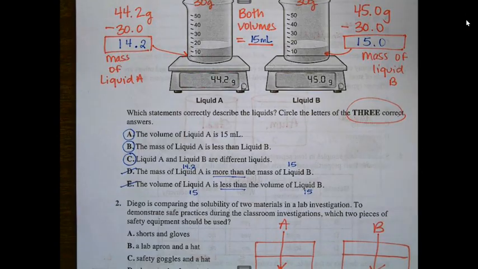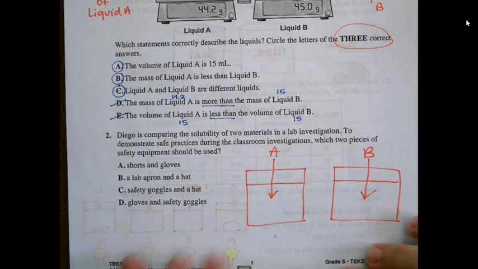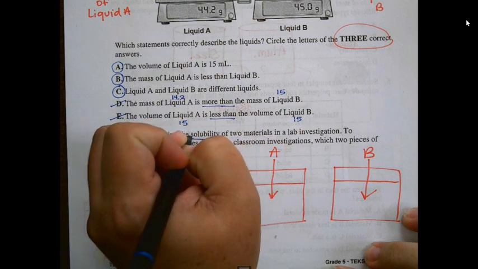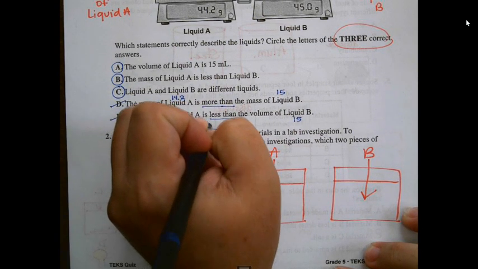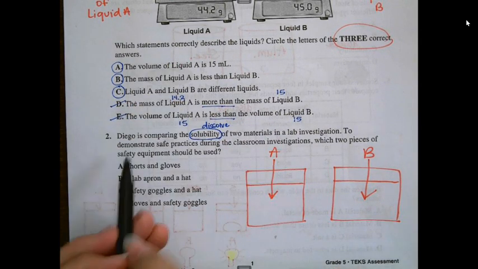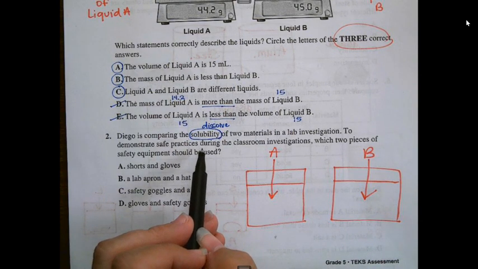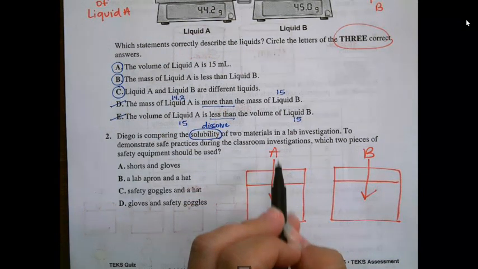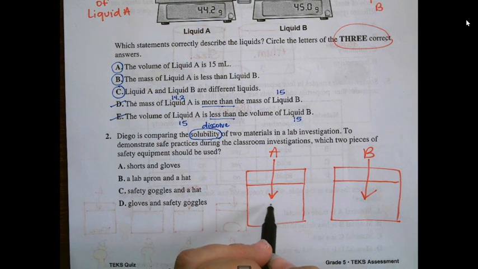Question 2. Here, Diego is comparing the solubility. Whenever we see this word, solubility, we're thinking about the ability of things to dissolve in another. So Diego is comparing the solubility of 2 materials in a lab investigation. So here we have material A going into a beaker of water, and we're going to mix it up.